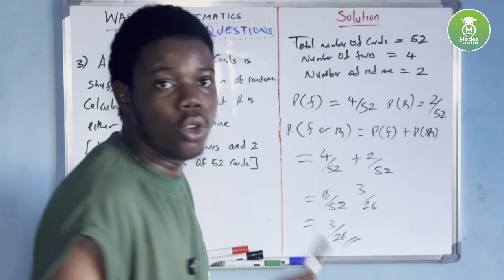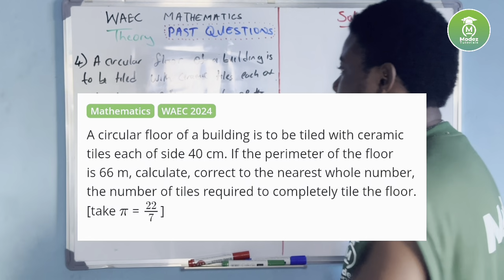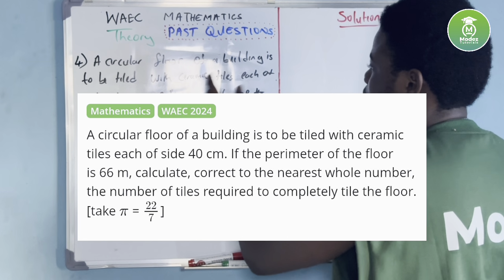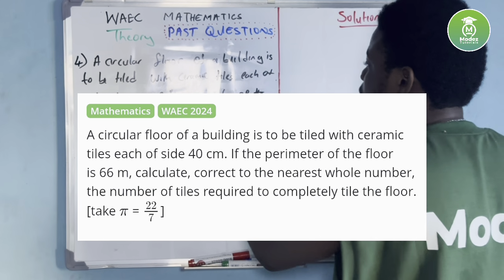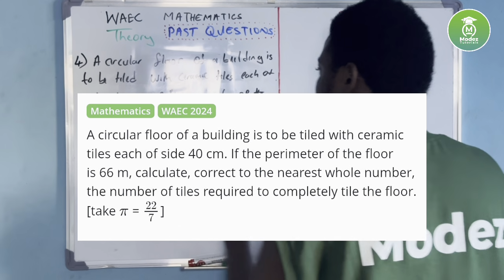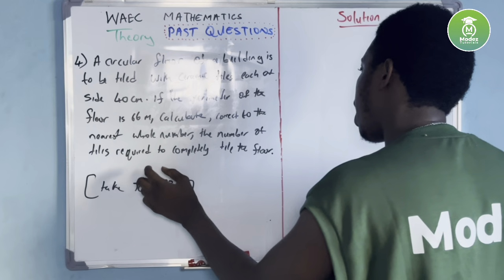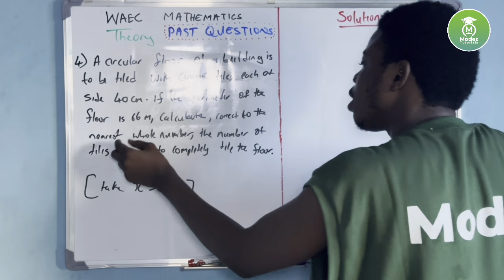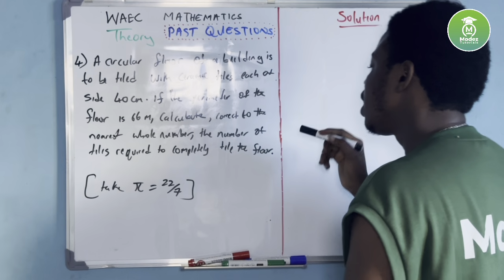So let's move to question number 4. I hope you understand this. For question number 4, a circular floor of a building is to be tiled with ceramic tiles each of side 40 centimeter. If the perimeter of the floor is 66 meter, calculate correct to the nearest whole number the number of tiles required to completely tile the floor.